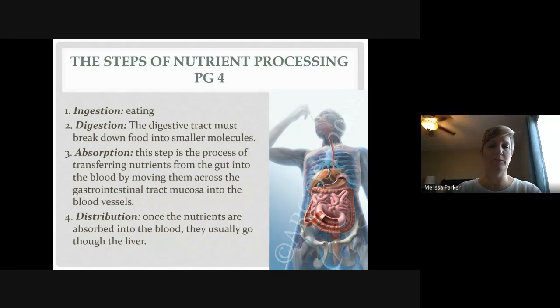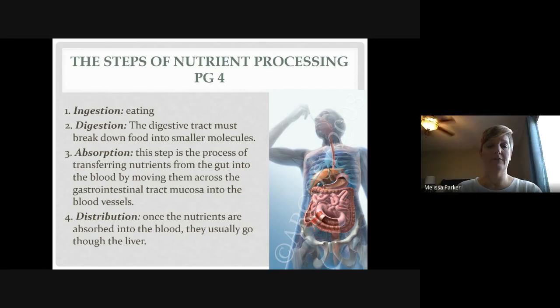And so after we break those down into smaller units, they have to be absorbed into our body. So absorption is the step in the process which is transferring those nutrients from our gut, like our intestines, into the blood by moving them across the gastrointestinal tract mucosa into the blood vessels. So our GI tract, like our duodenum and other parts of our small intestine, that's why those nutrients have to be broken down super small, because in order for them to move from inside of the small intestines, they have to be able to pass through that mucosal lining. And so they have to be small in order to do that.